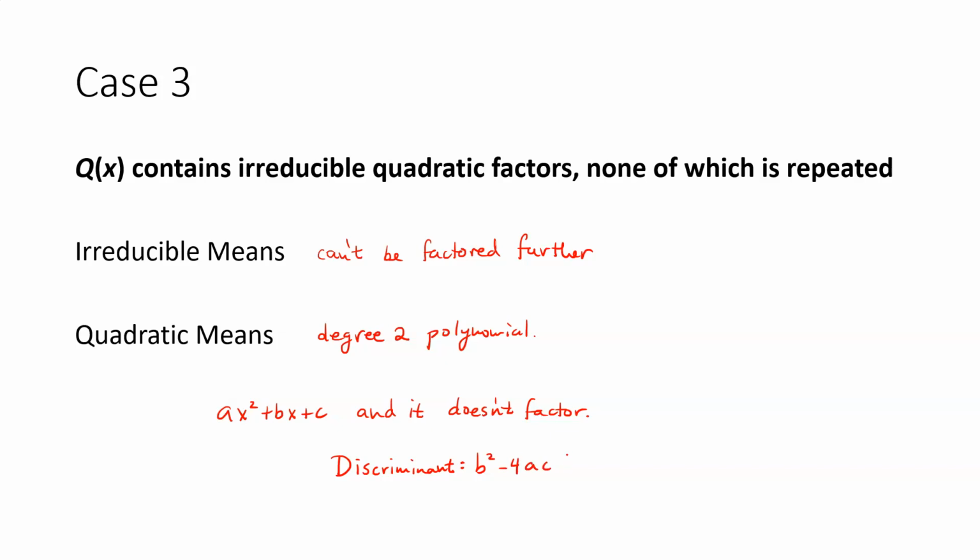If this is negative, then it means it doesn't factor over the real numbers. It means that it only factors over the complex numbers. Okay, so that's one way to tell, but for the most part, you can just try it out, see if you can factor it, and if it doesn't factor, then it's probably an irreducible quadratic.